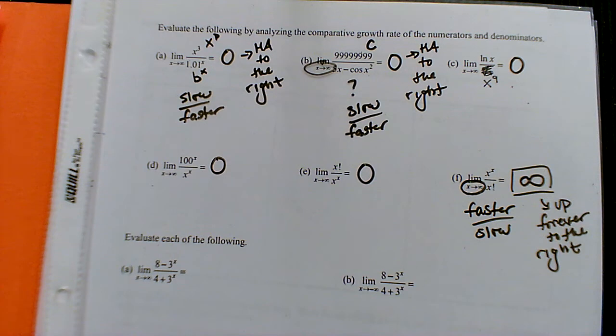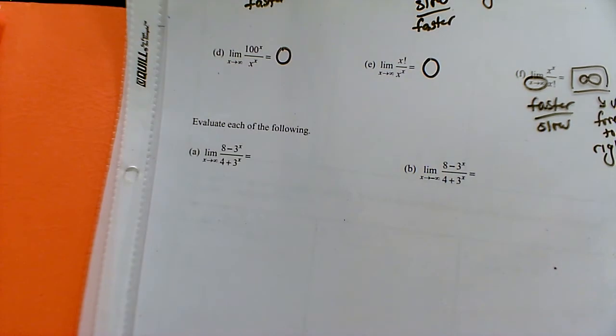You see how we can still use those three rules even though we don't have polynomials, like just looking at the degrees? It's all about those growth rates. So knowing which function is fastest or slowest is a good tool. The next two are a little tricky. We're going to check these ones out.